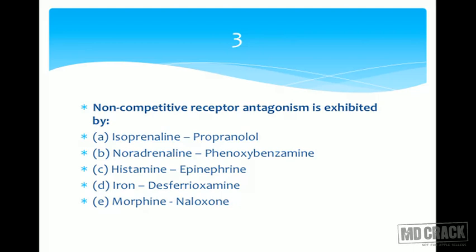It is at the receptor, but it's non-competitive. Let's go one by one. Isoprenaline, propranolol. Isoprenaline is a beta stimulant. Propranolol is a beta blocker. So it's acting on the same receptor.